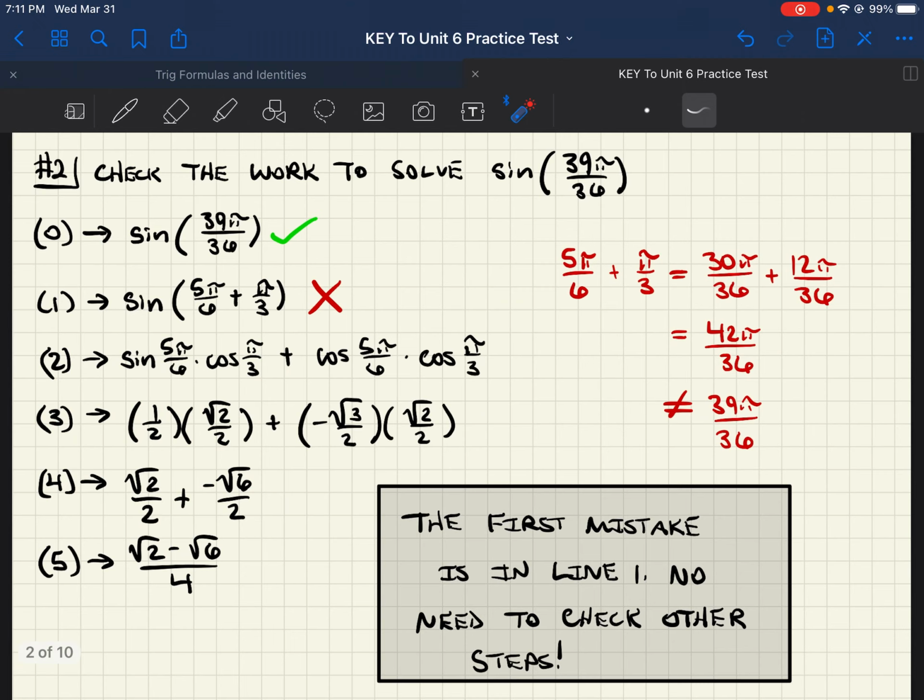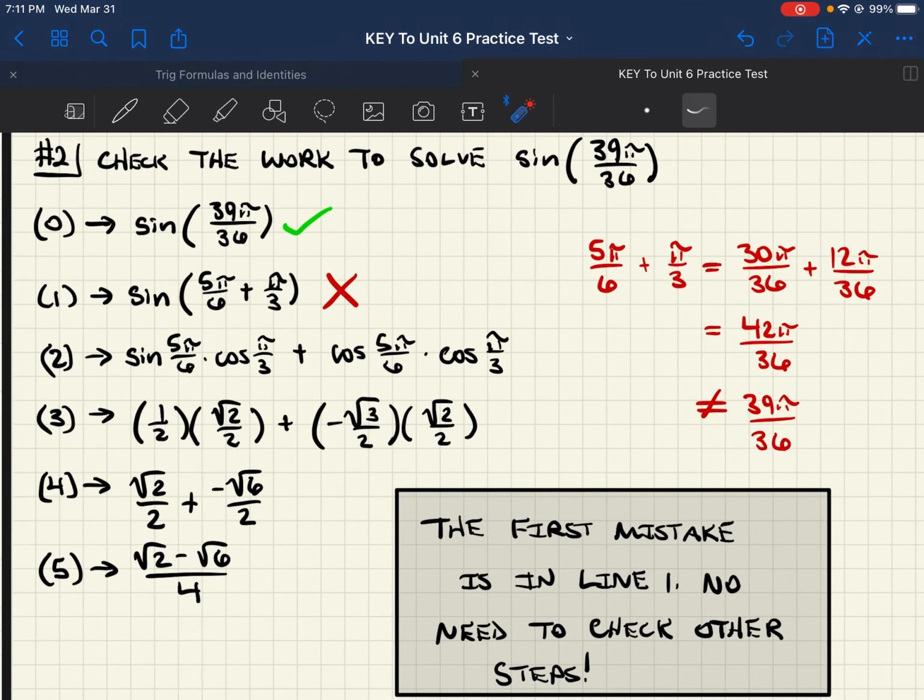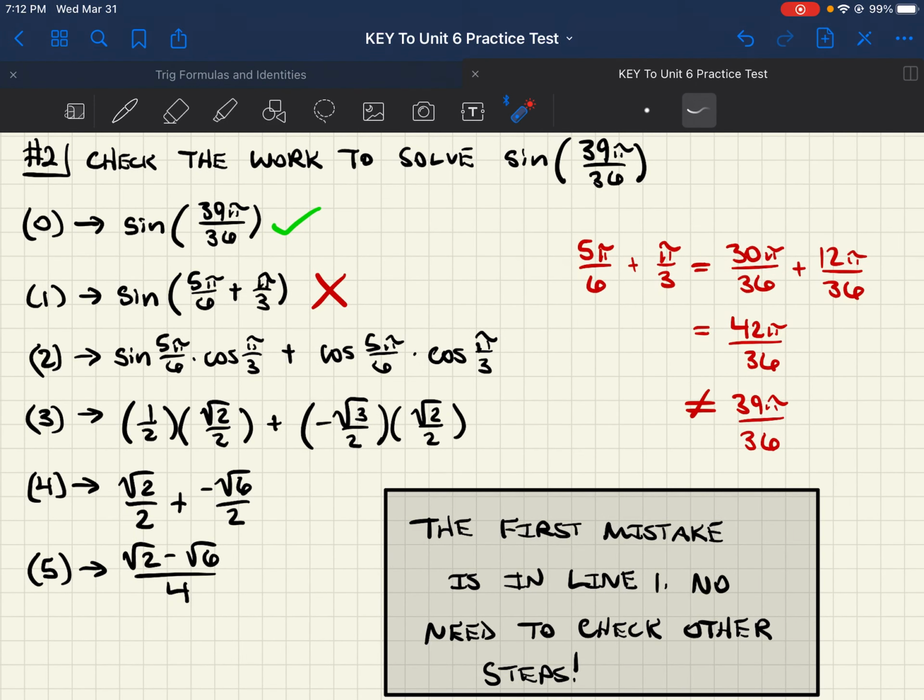Now let's try the same thing with a different problem. We want to check to see if the work was done correctly to solve 39 pi over 36. Well, line 0 is fine, and really all line 0 represents is did the student copy the problem down correctly? So yeah, student copied it correctly. Everything's good to go there. Line 1 is where everything kind of gets messed up. Notice that this student is saying that 39 pi over 36 is 5 pi over 6 plus pi over 3.